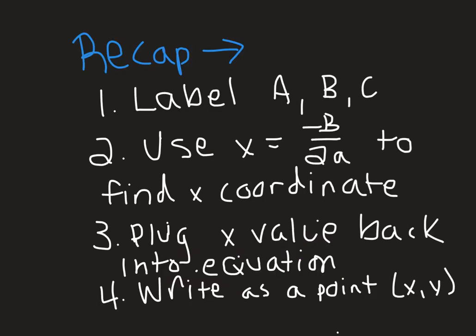To quickly recap, here are the steps to find the vertex of the quadratic equation in standard form. 1. Label your A, B, and C. 2. Use x equals negative b divided by 2a to find the x coordinate. 3. Plug the x value back into the equation to find the y coordinate. 4. Write as a point x, y to label your vertex. With this method, you can find the vertex of any quadratic equation in standard form.